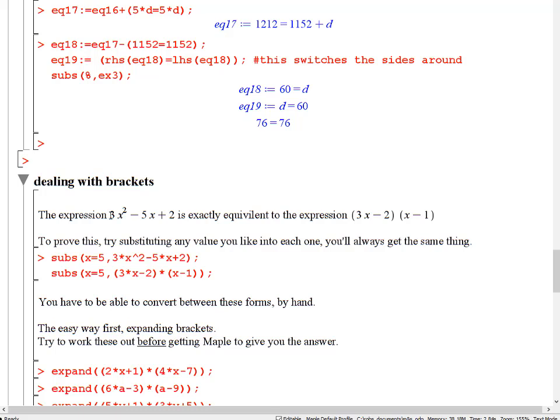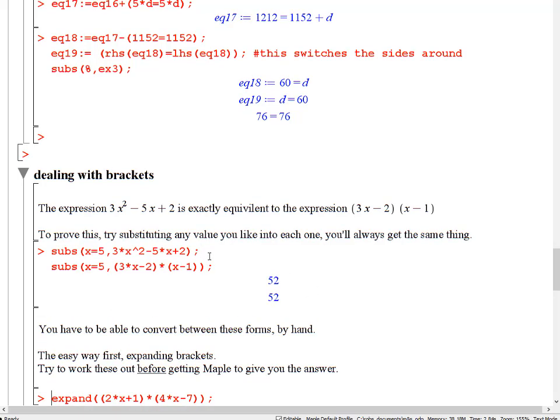If you have an expression like this, which is a quadratic, then I claim that this is exactly equivalent to the expression 3x minus 2 in brackets times x minus 1 in brackets. These two are exactly equivalent. To verify this, if you put any value you like into each side, put 5 into each side, you'll get 52. If you put 56 into each of these, you get the same answer. So whatever you put in, you'll always get the same answer because they're completely equivalent expressions.